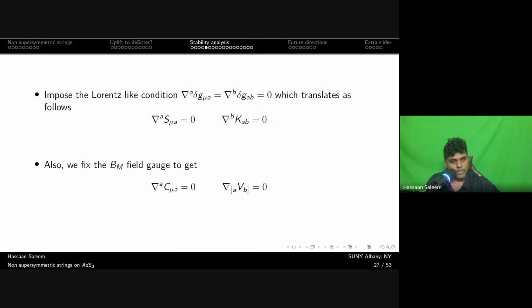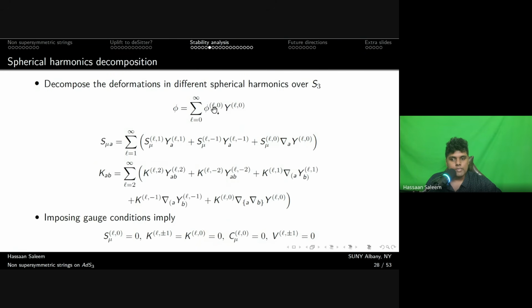So there is an S3 in our background, that S3 that I'm mentioning. Okay. So how do you decompose different kinds of fields over spherical harmonics over S3? So if you have a scalar field like this, you only get these kind of terms.